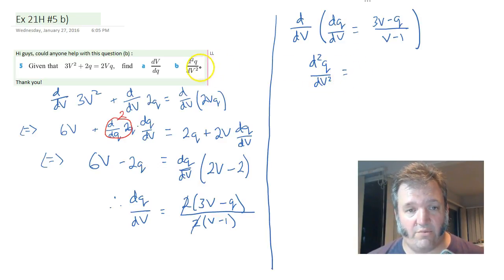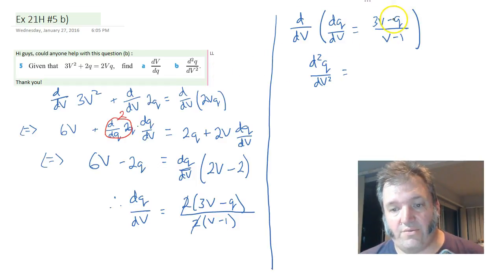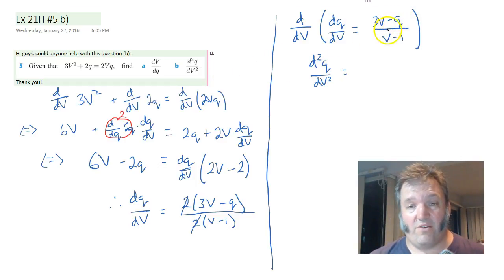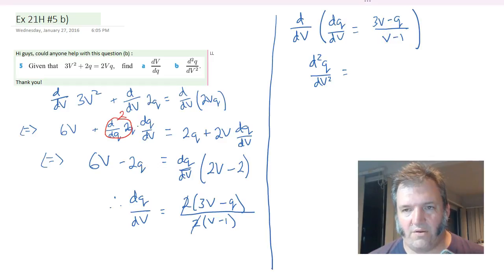That's the second derivative, that's what we're wanting to find. On this right hand side, I don't have a product this time, I have a quotient. So I'm going to use my quotient rule. So I've got to do d/dv of the top bit. Remember your quotient rule: u dash v minus u v dash over v squared. So you're thinking about that in your head.